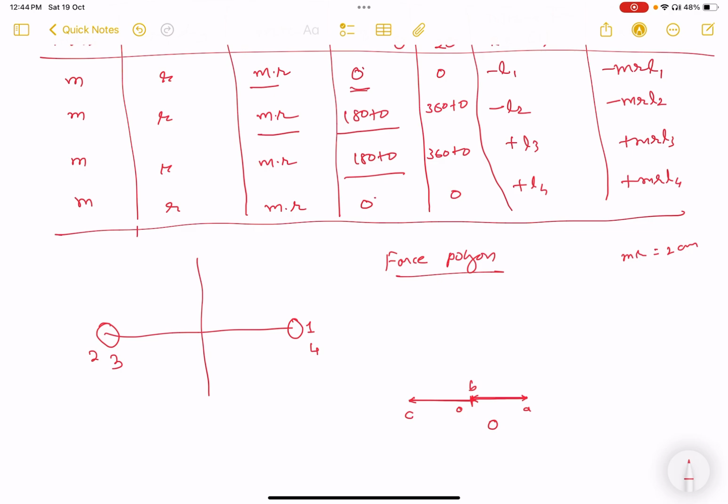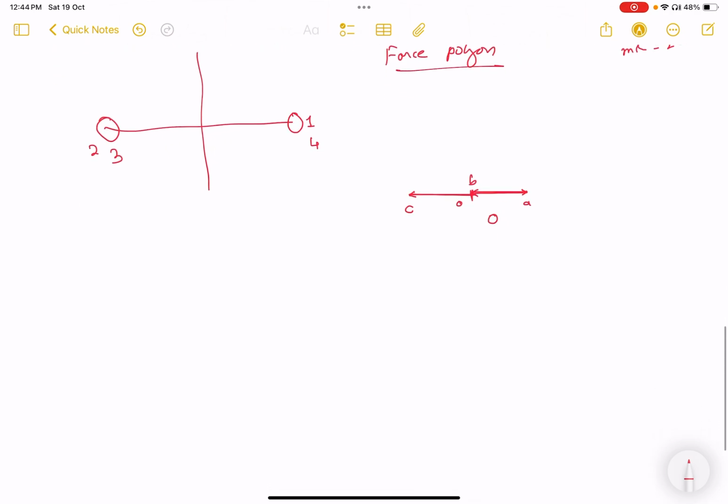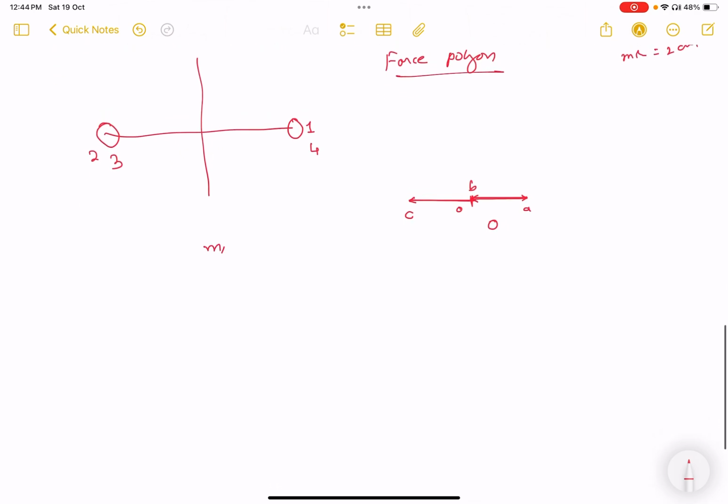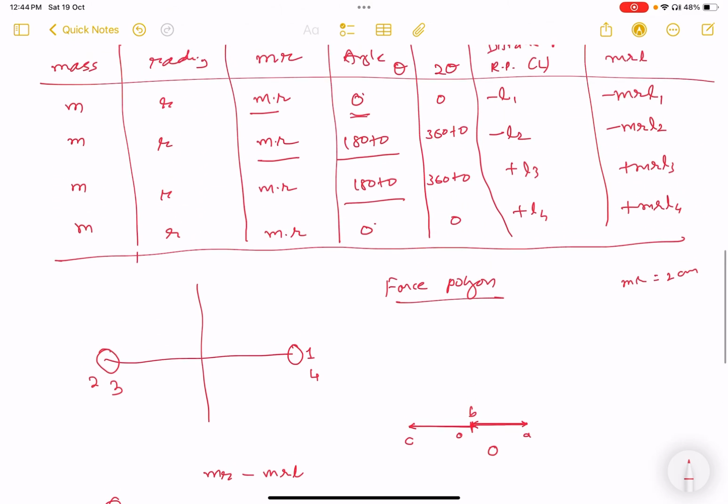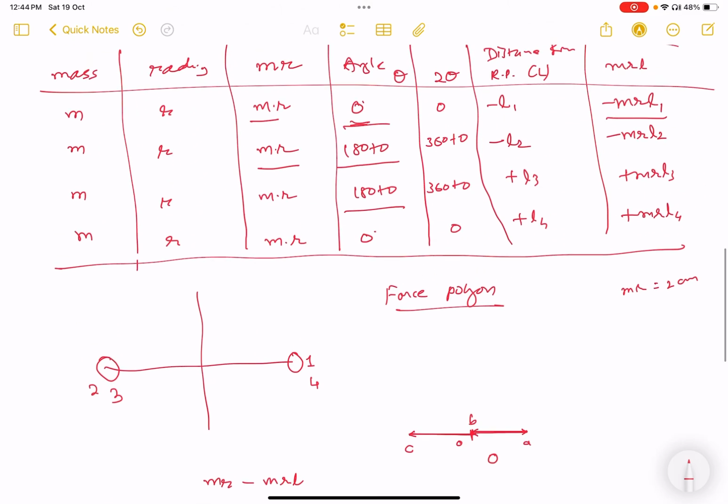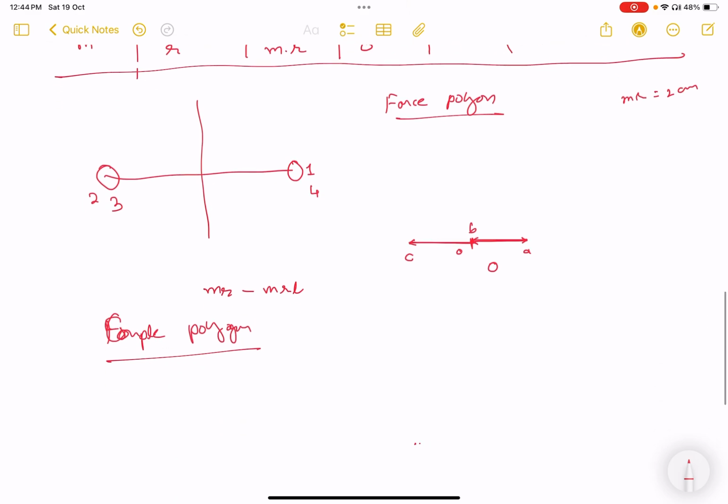Now we will have the couple polygon. For the couple polygon, instead of MR, we will consider MRL. So what will be the primary couple polygon? We will start from 0, right? 0 minus MRL1. At 0 degrees we would draw in this direction, but we have a minus, so we need to draw in the opposite direction, right?